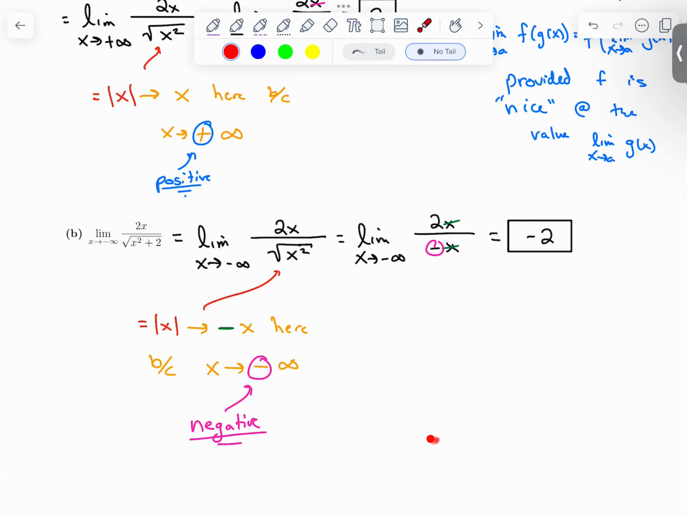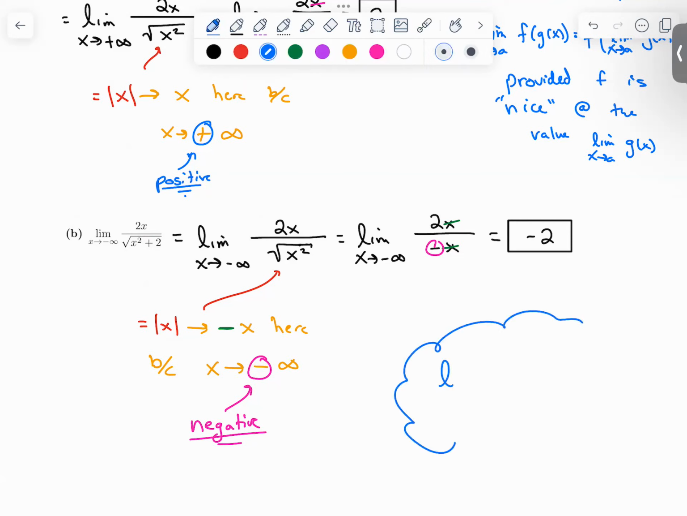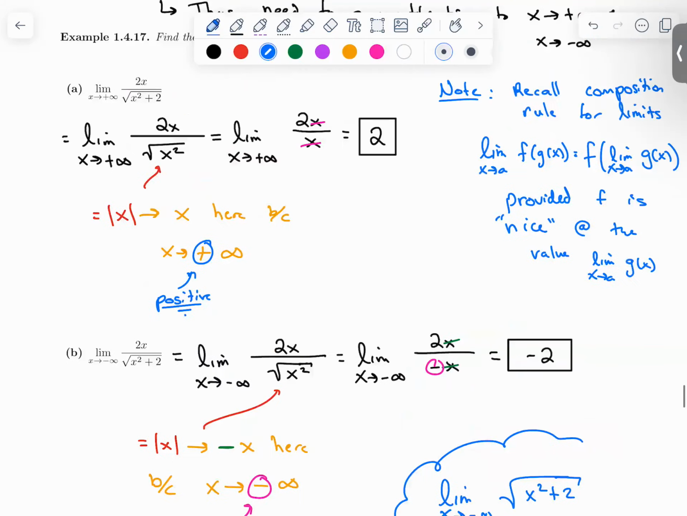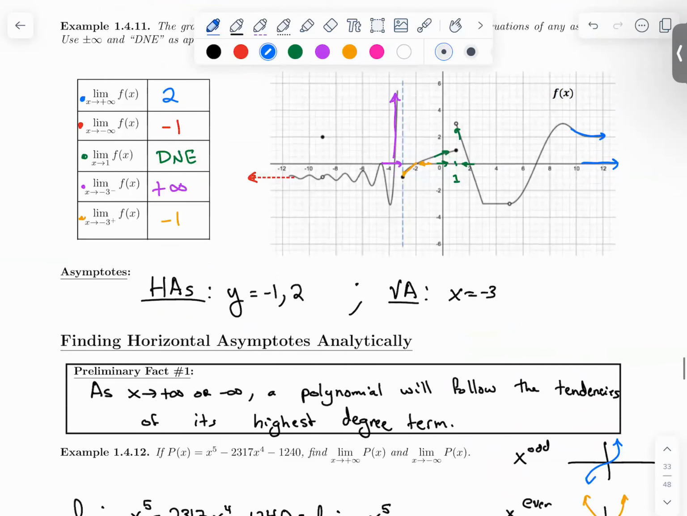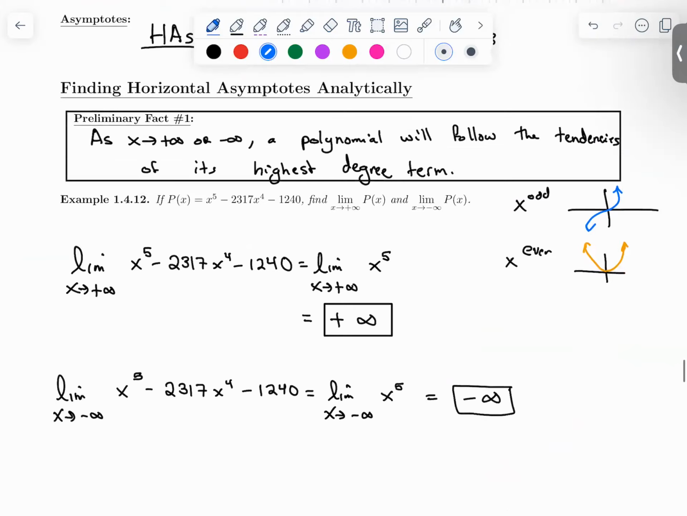You don't need to write this down, but this is just side note land, if you'd like to write it down. The limit as x approaches negative infinity of the square root of x squared plus 2, because this is going to be well defined, you can bring the limit onto the inside, right? The composition rule. This becomes the square root of the limit as x approaches negative infinity of x squared plus 2. And then remember this rule from way back when? As x goes to positive or negative infinity, a polynomial will follow the tendencies of its highest degree term. So you can just ignore everything else.